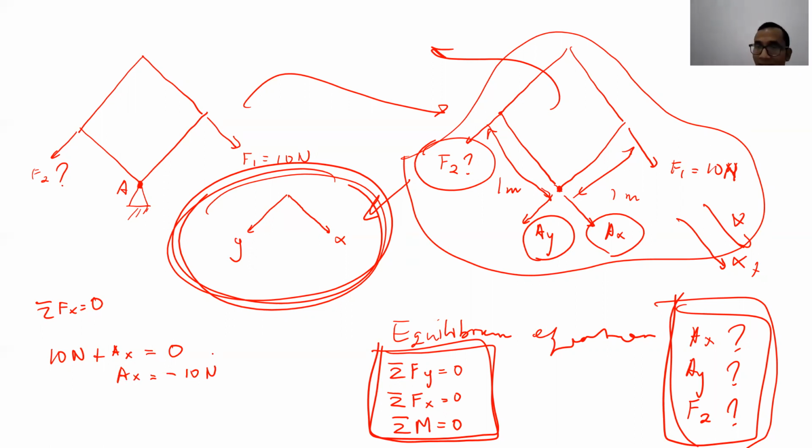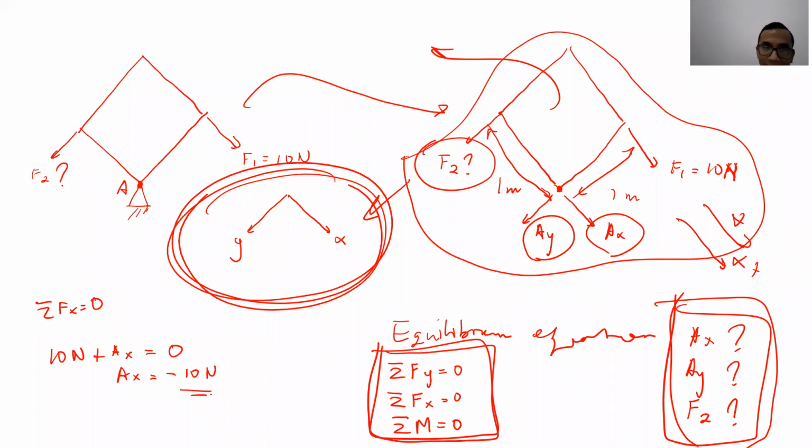What does it mean by minus 10 Newton? It means that our drawing is wrong. So Ax is supposed to be going the opposite of what we drew there. So instead of going to the bottom right, it's supposed to go to the top left like that. But it's okay, we know about it. So we solve for Ax. Then we can solve for the other force as well.